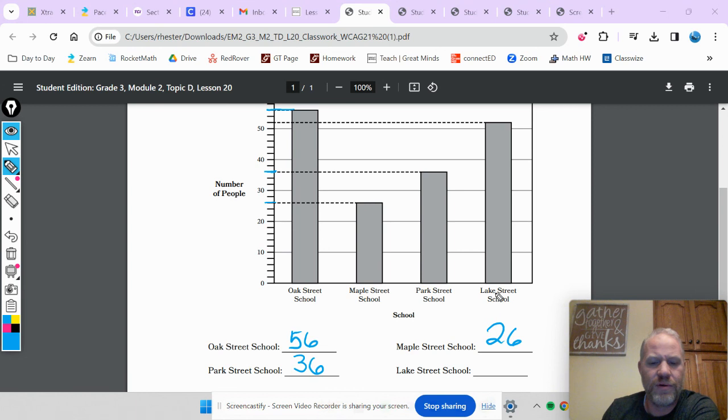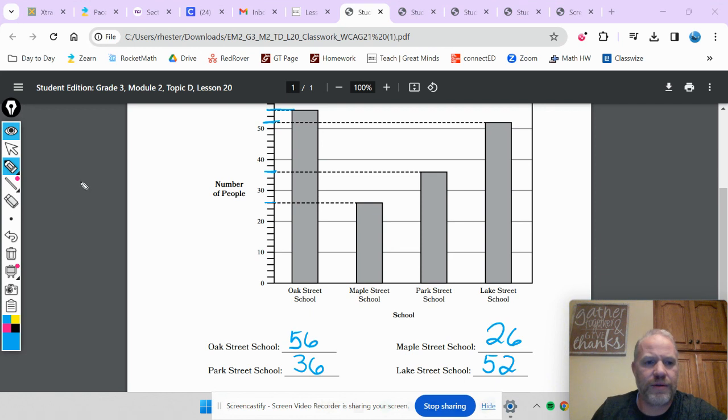And that brings us to Lake Street School. Lake Street School is less than Oak Street School, between 50 and 60. So we're going to start with 50, and we go 50, 52. So you'll see here we have 52.